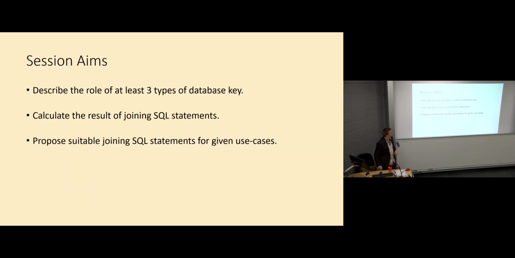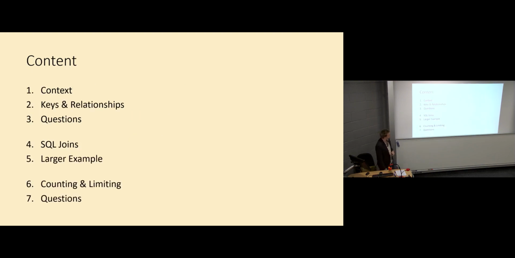Good. So today we're going to be looking at describing the role of these 3 database key types, calculating the result of joining SQL statements. So notice how last week we were doing non-joined statements. This week we're doing joined statements. And then the same as last week, proposing suitable joined statements. So the content for this, a bit of keys and relationships, we have some questions, SQL joins, we're then going to have a big example, and then we're going to touch on counting and limiting our SQL statements, just as a bit of a breather for you, before some more questions.